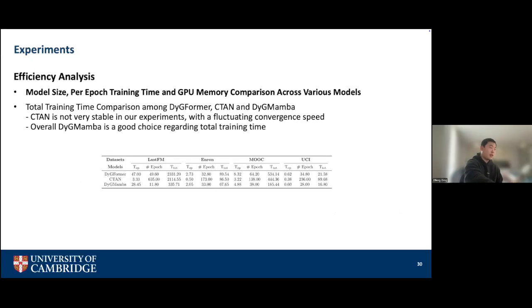So we do another comparison about the total training time among DyGFormer, CTN, and DyGMamba. And in this table, we have shown the statistics. Here, TOT in the third column is the total training time, TEP is the per epoch training time, and in the middle is the number of epochs to get to the best performance. And we found that CTN is a little bit unstable in our experiments, with a fluctuating convergence speed. And overall, DyGMamba is a good choice regarding the total training time.